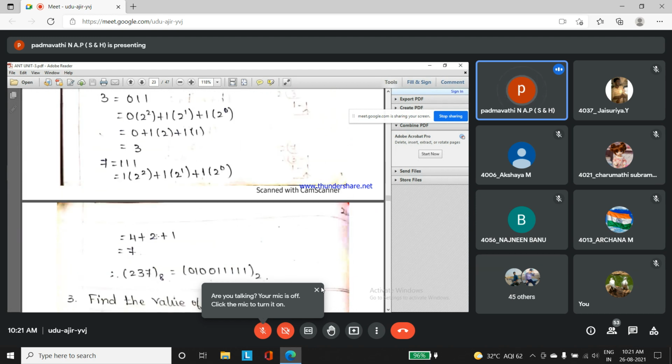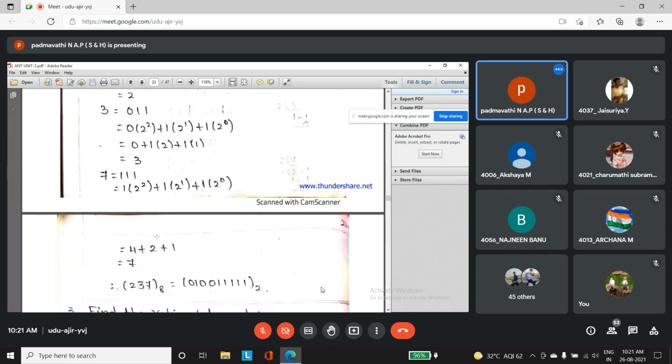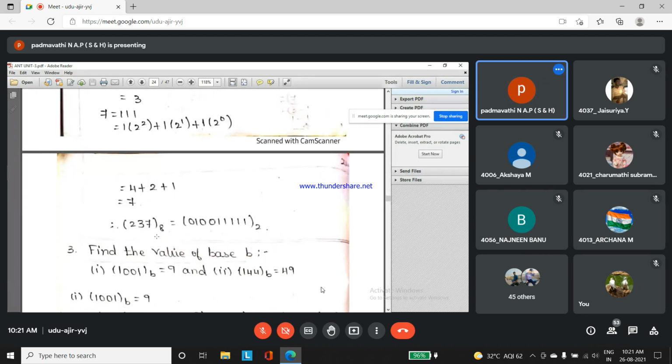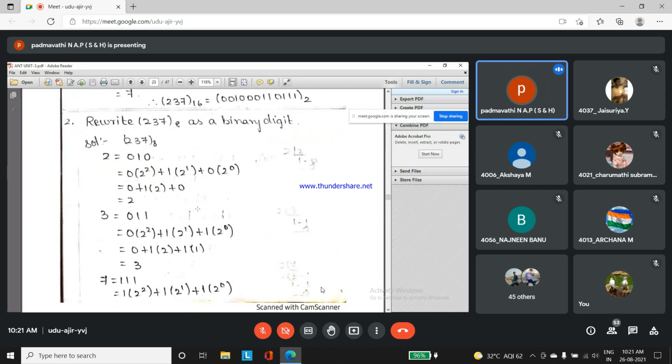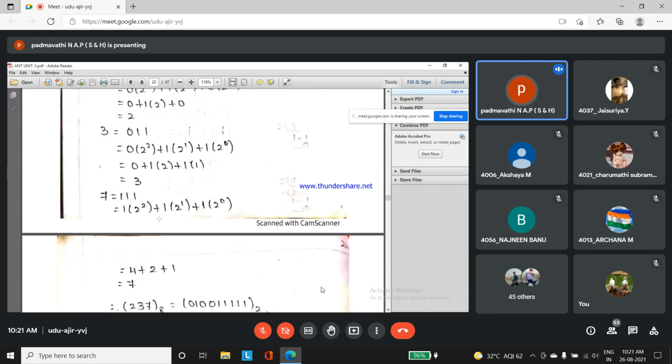Students, are you getting the answer now? 237 base 8 is equal to, now the binary digits for 2, correct? 010, that is, 3 is equal to 011, then 7 is equal to 111. Did you get the answer?